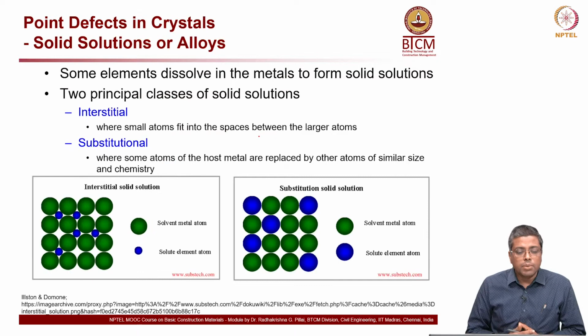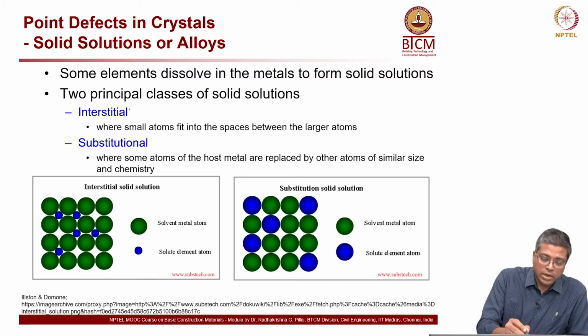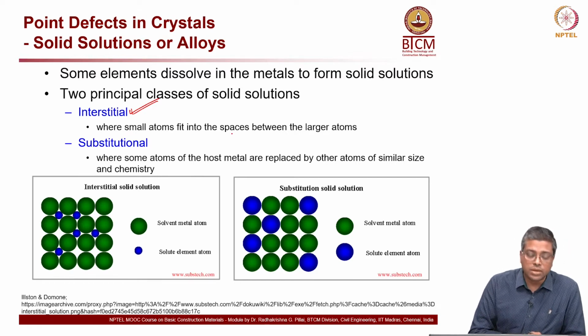Now, point defects in crystals, solid solutions or alloys. You can see the picture on the bottom where these two types of defects are shown. One type, as I already mentioned, is interstitial, where small atoms fit into the space between the larger atoms.